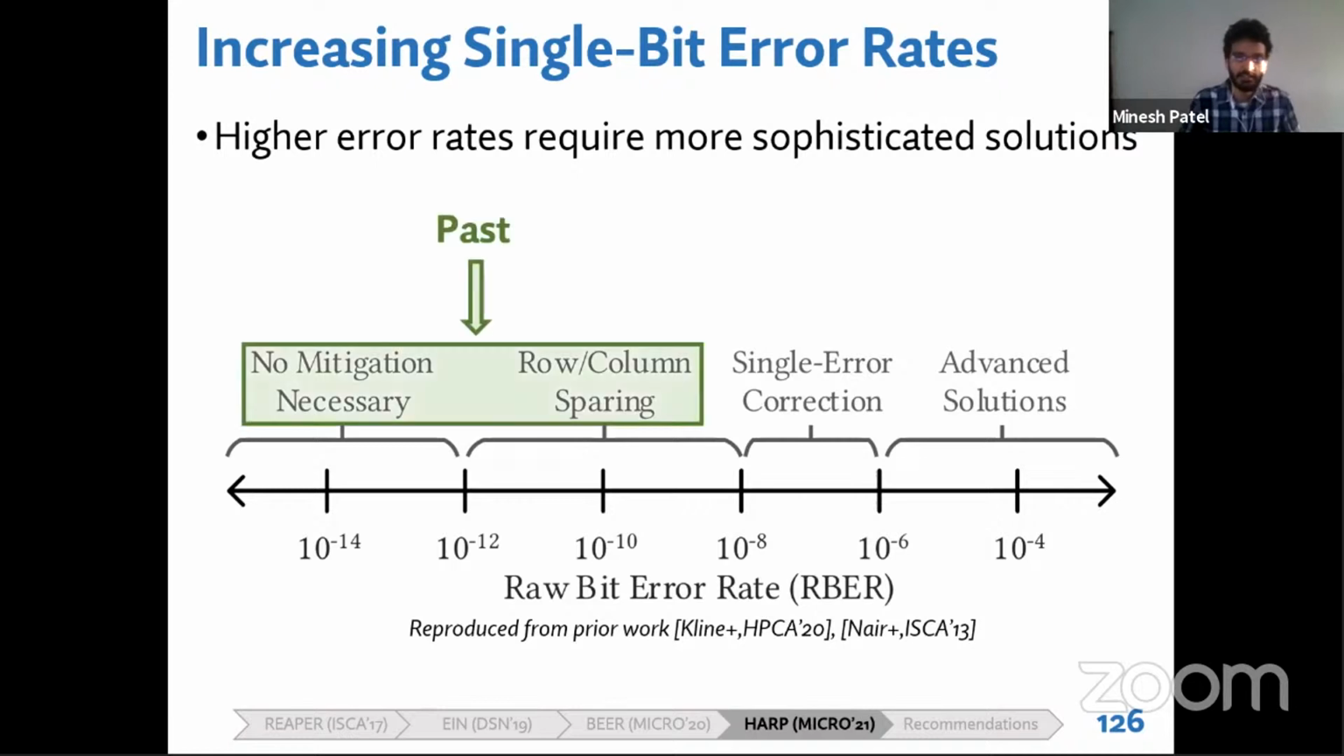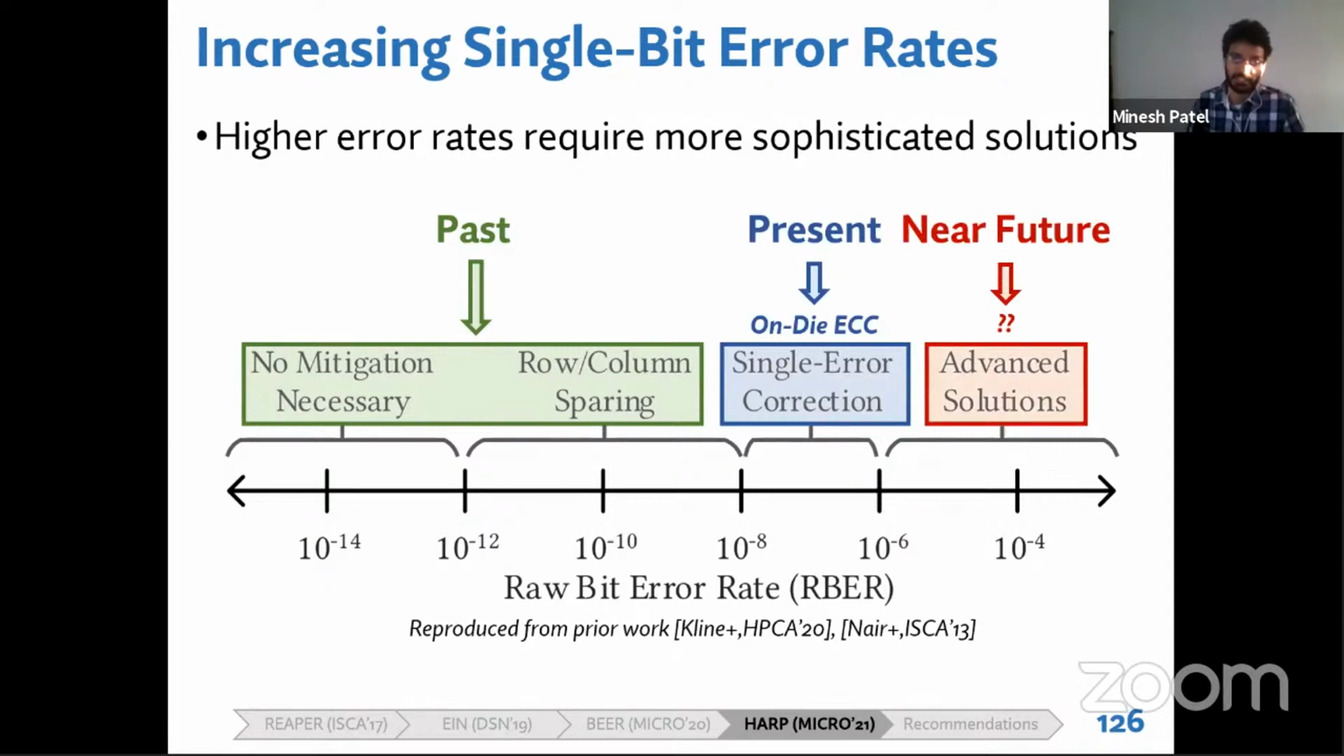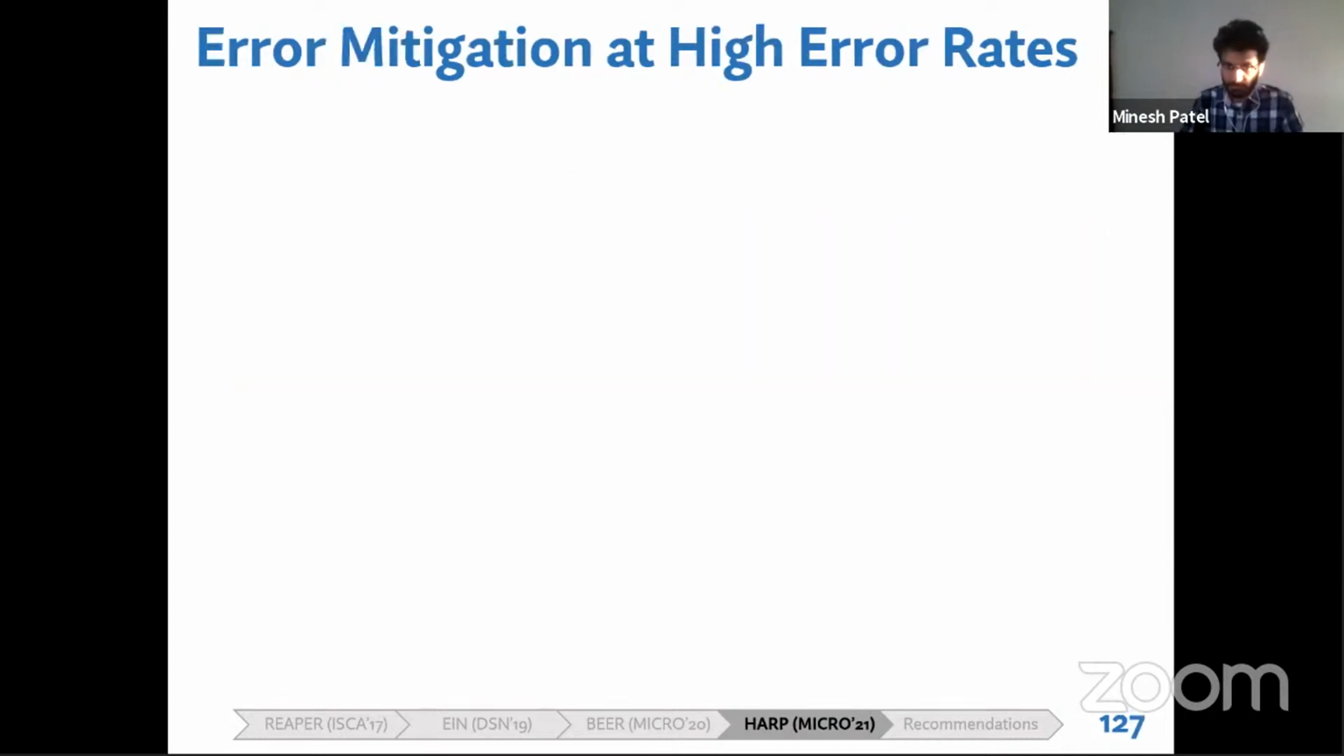So in the past, error rates have been low enough such that no mitigation was really necessary for simple or potentially simple mechanisms such as row and column sparing. Today, manufacturers are using on-die ECC to mitigate moderate error rates. In the near future, prior works project that advanced solutions will be necessary to manage high error rates up to and exceeding values of 10 to the minus 4. So let's take a look at some examples of these advanced solutions.